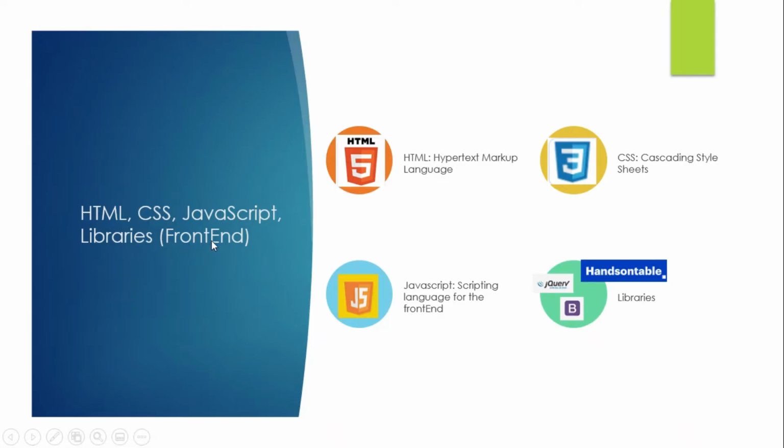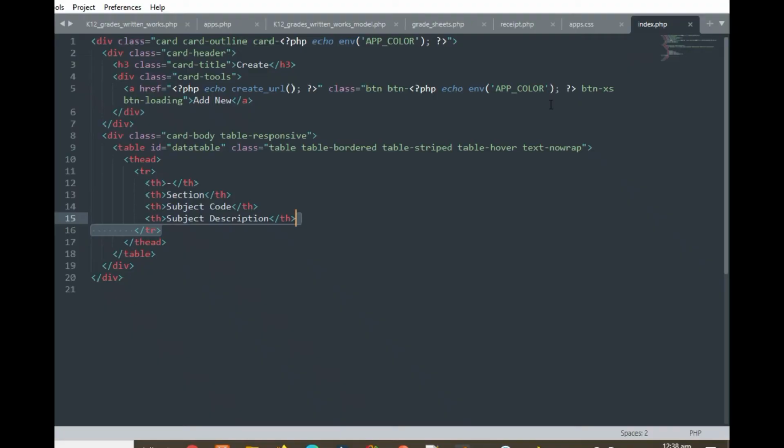And then we have the front end technology. So as usual, we have the HTML, the hypertext markup language, and then we have the cascading style sheets to design the color layout of our screen, and then the JavaScript language, which is for the behavior part of the system, and then the hands-on table, the Excel type, the Excel component of our system.